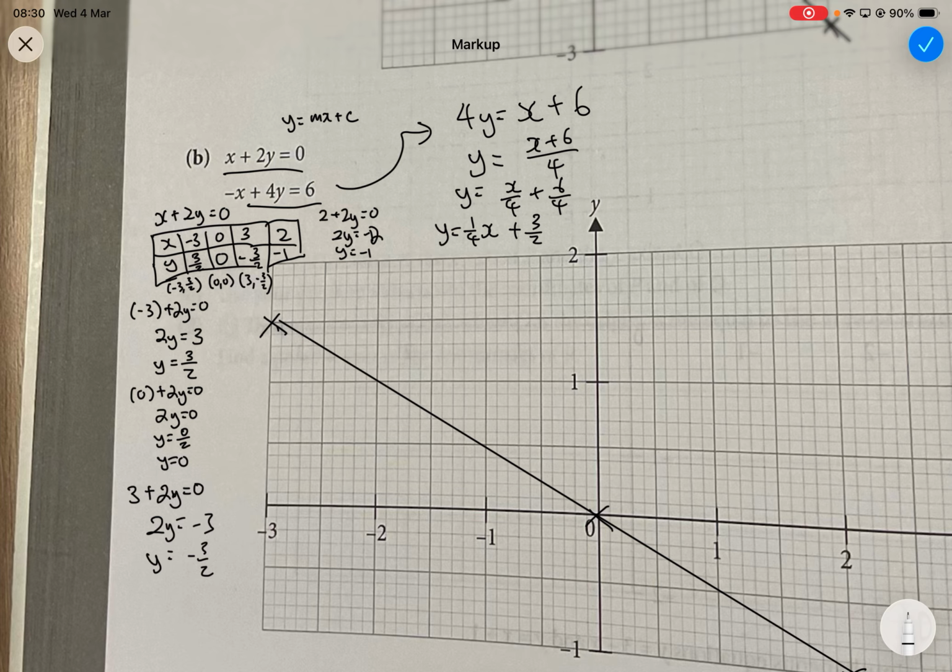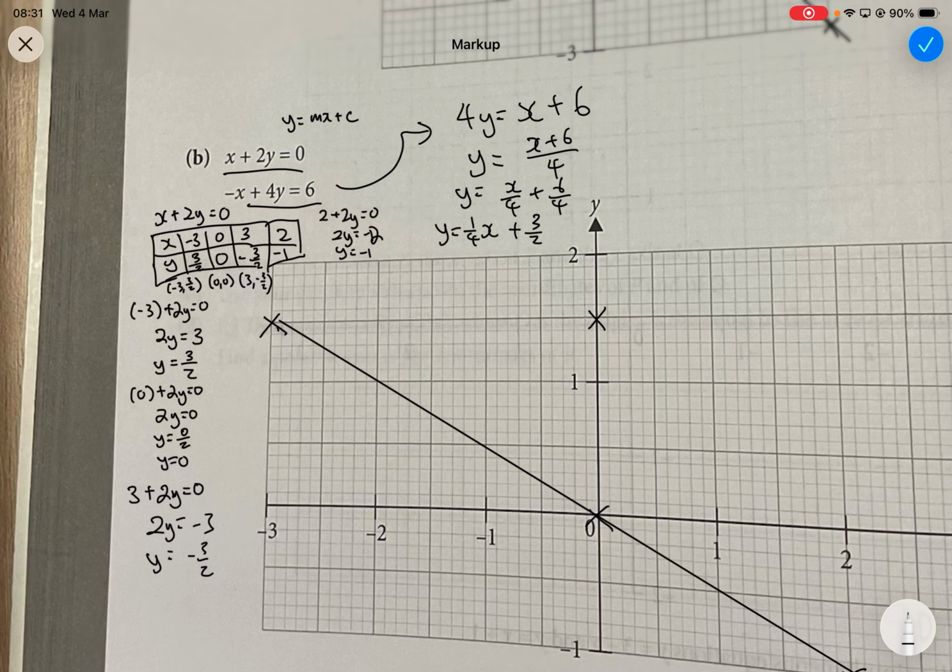I will just draw a table, then put in corresponding values of x and y, have the 3 points, then join them together. Okay? But if you want, then the y-intercept is 3 over 2. And the gradient is 1/4. 1/4 is a positive number, so your gradient is sloping upwards. Your line is going to look like this. Every 1 step to the right, it will move up 4 steps. Every 1 step to the left, it will move down 4 steps also. 1, 2, 3, 4. Okay?